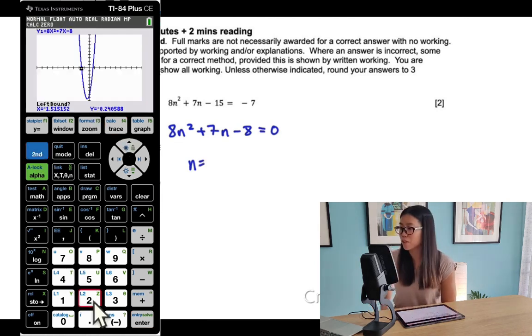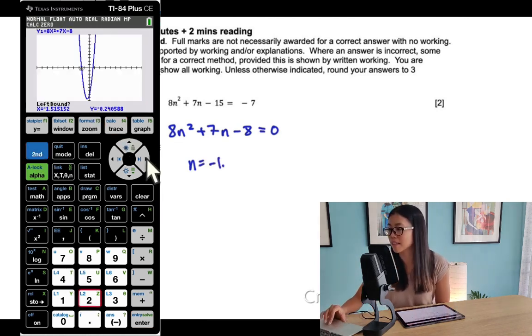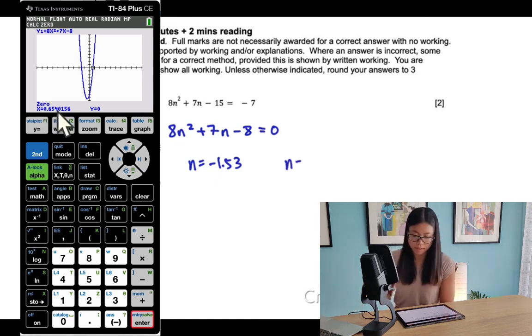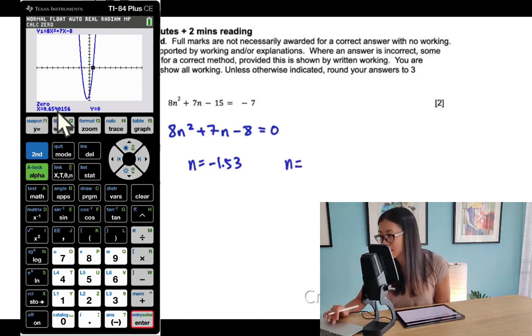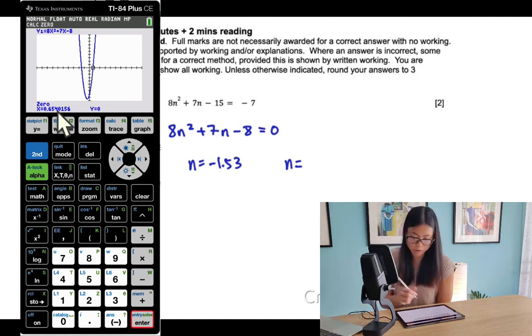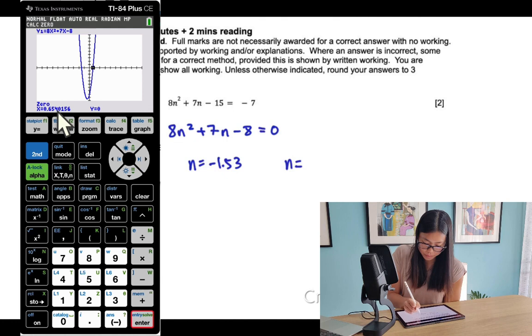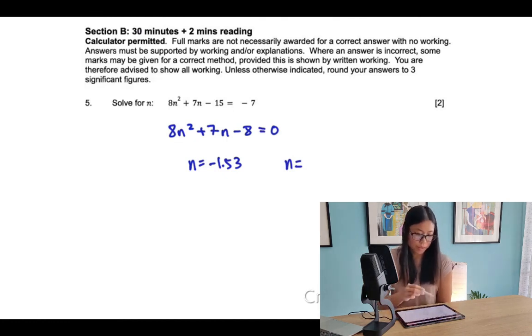Let's follow those same steps to find the second x-intercept. Okay, and here we arrive at an answer of x is equal to 0.654. And we're done. Next question.